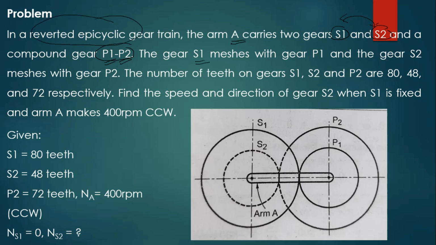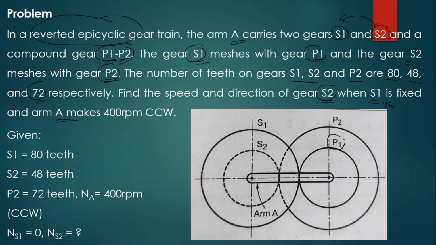So the gear S1 meshes with gear P1 and the gear S2 meshes with gear P2. S1 is meshed with P1 and S2 is meshed with P2 externally. Clear? The numbers of teeth on gears S1, S2, P2 are 80, 48 and 72. S1 has 80, S2 has 48 and P2 has 72. Here P1 is not given, we have to find it. Then find the speed and direction of gear S2 when S1 is fixed, which means the speed of S1 is equal to 0, while we need to calculate S2, right.